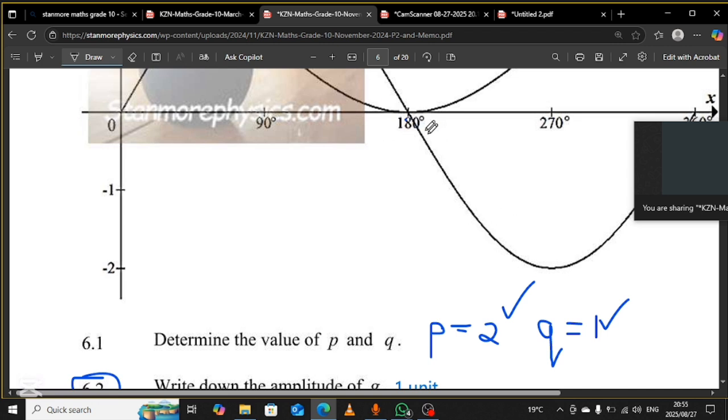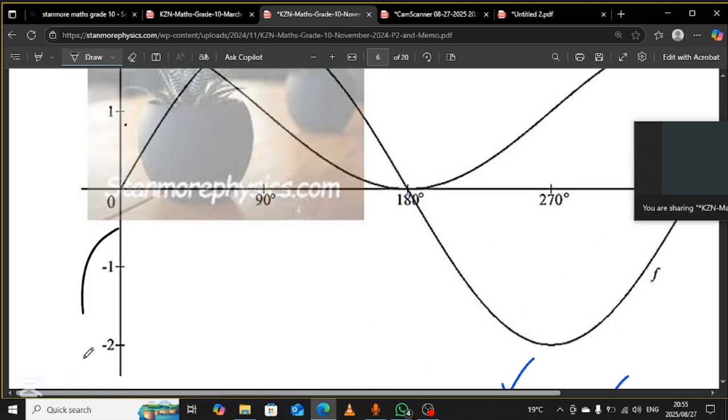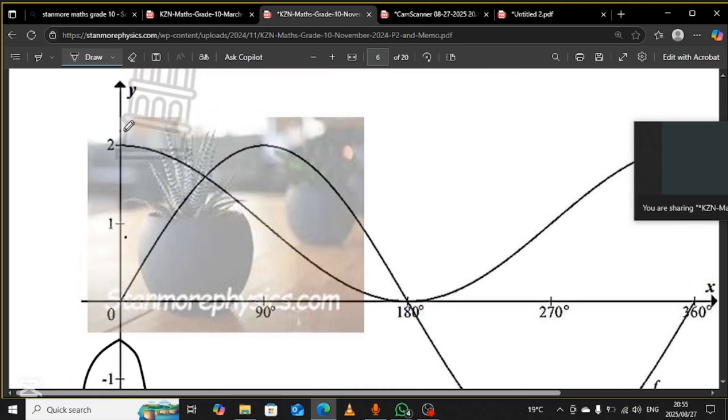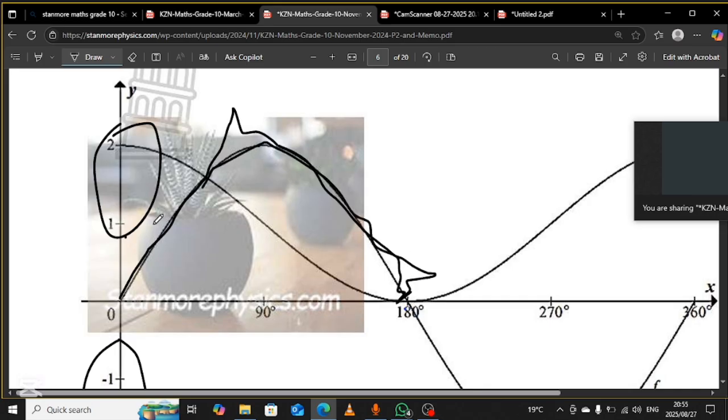We can see on this side, sine is negative. You can see that it goes on the negative side here, and then this side it goes on the positive side, right? So we can see that sine is positive from 0 degrees going up until 180 degrees. Can you see that? So this part here, sine is positive, right?